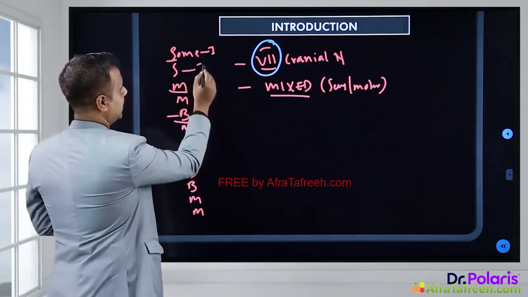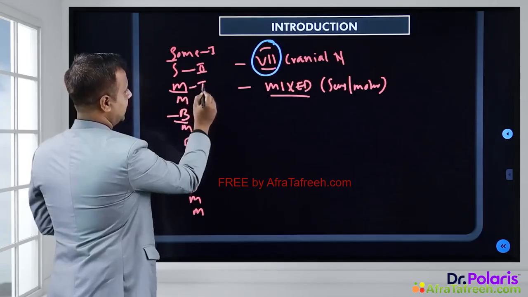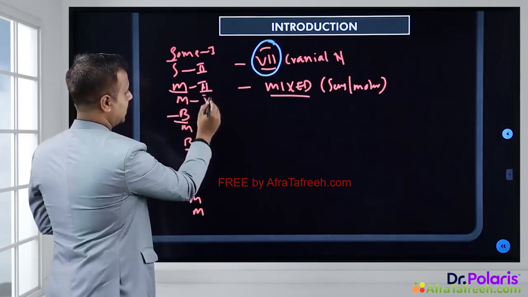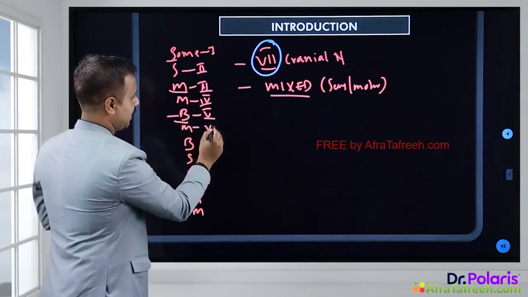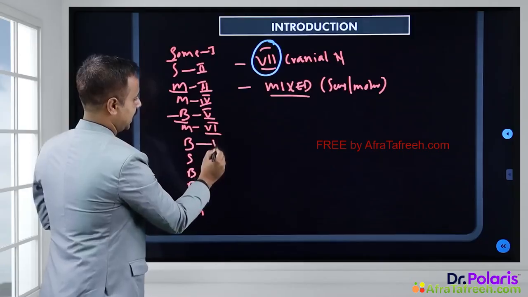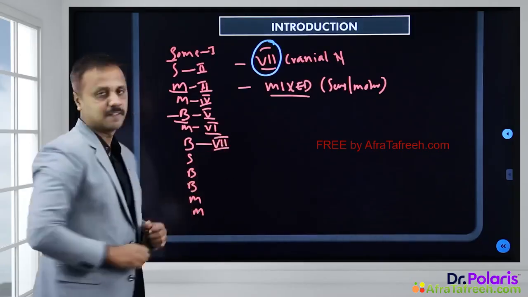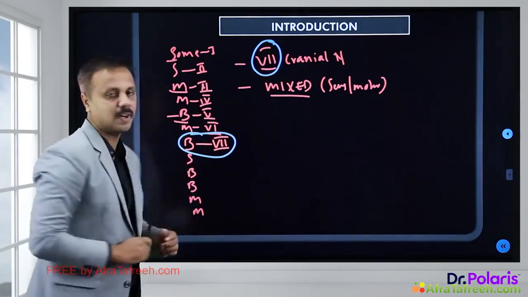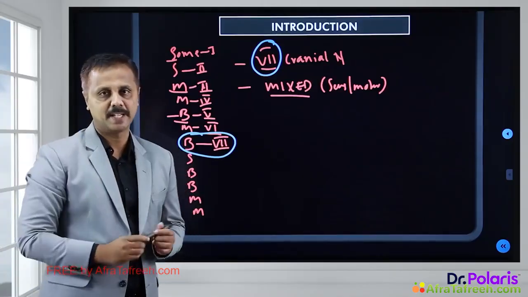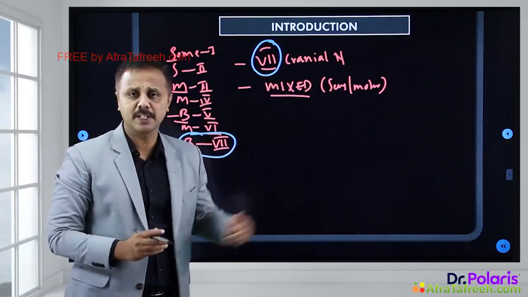So, we have the olfactory nerve, then optic, then we have the oculomotor, trochlear, trigeminal, then we have abducent, and then here we have the facial nerve. So, what type of cranial nerve is the facial nerve? It's an example of a mixed cranial nerve.